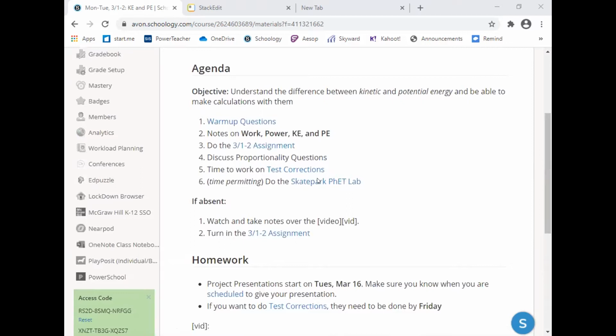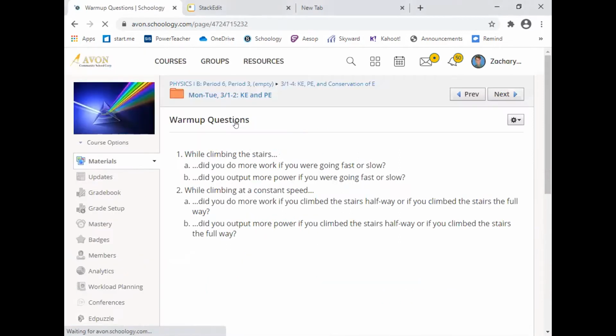Where I want to start is with a couple of warm-up questions based upon what we did last time. Last time we did the stair lab, right? I want to ask you a few questions about this. While climbing the stairs, did you do more work if you were going fast or slow? Did you output more power if you were going fast or slow? Tell your partner what you think in both of those cases.